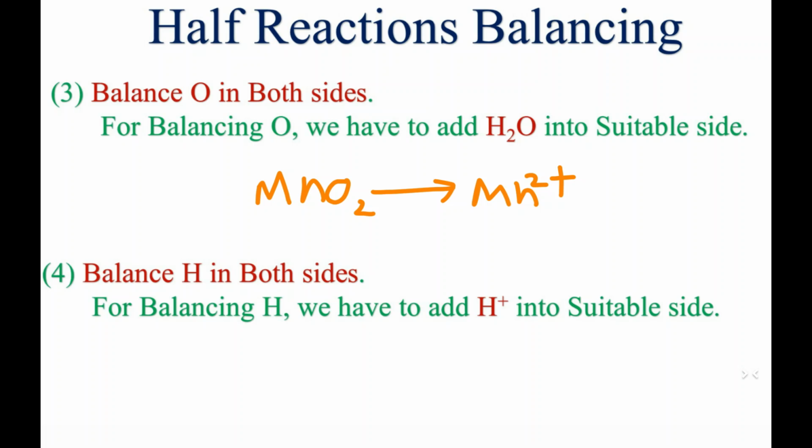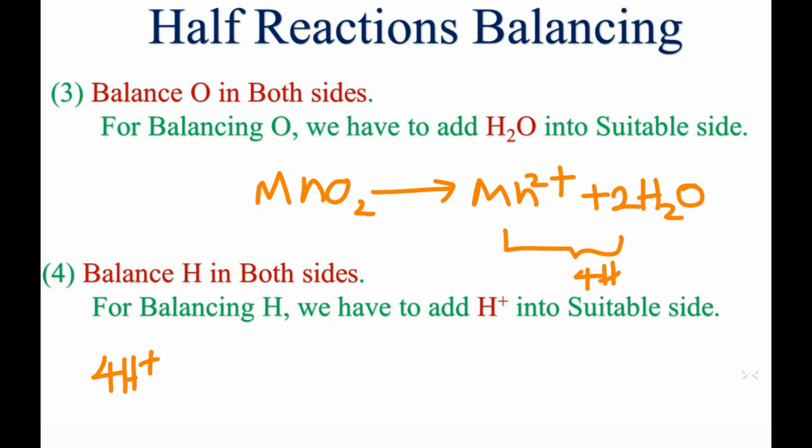And then we have to balance oxygen. For balancing oxygen we have to add H2O. So we have to add two H2O molecules to the left side. After balancing oxygen we have to balance hydrogen on both sides. You can see on the right side by now there are 4 hydrogen. There is no hydrogen on the other side, so we have to add 4 H plus.